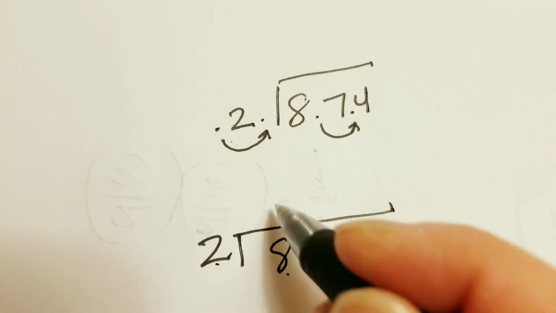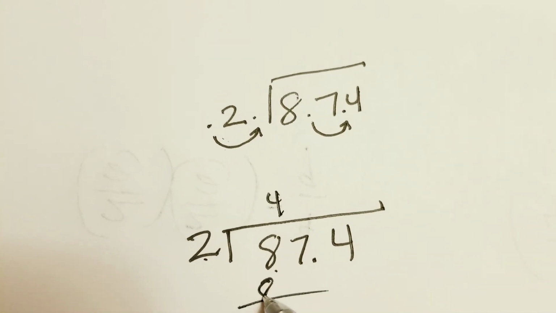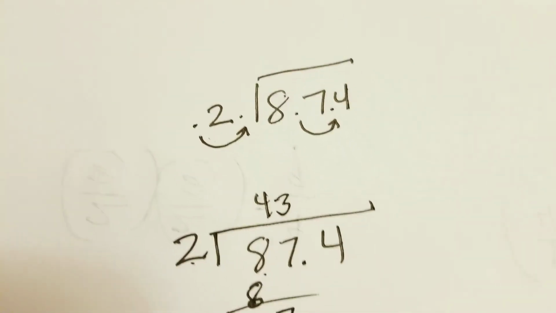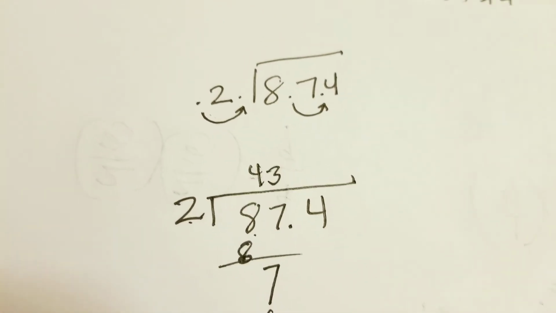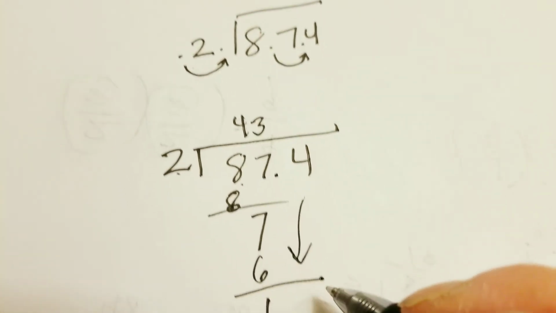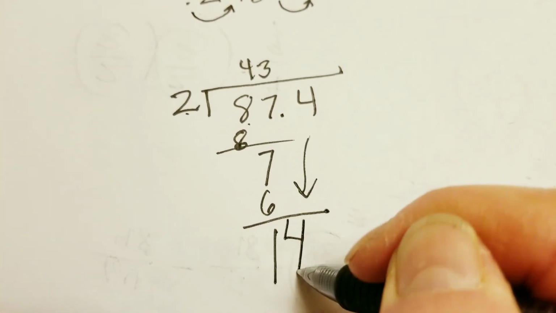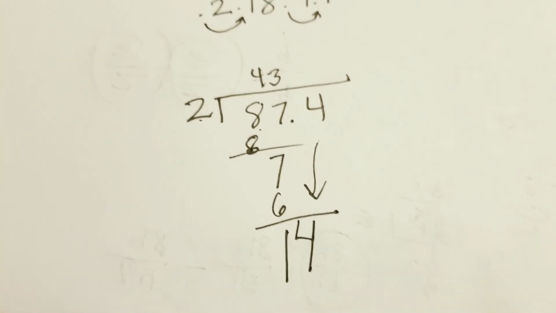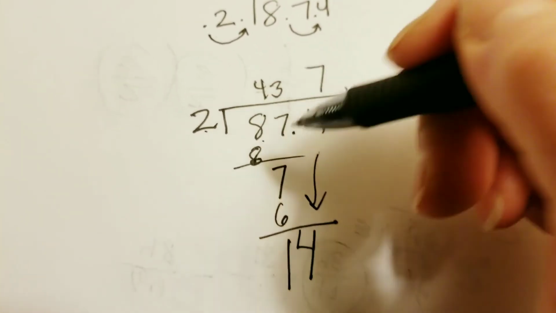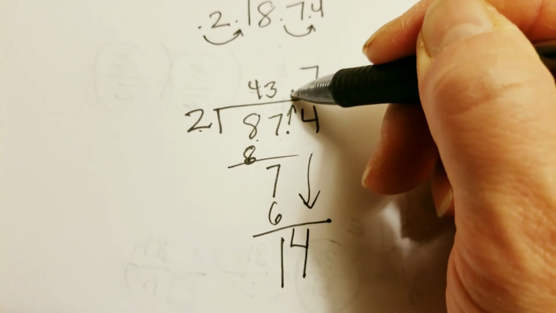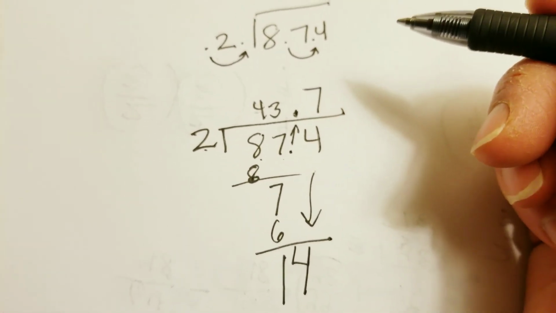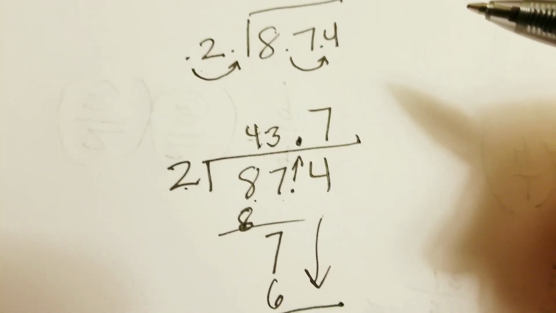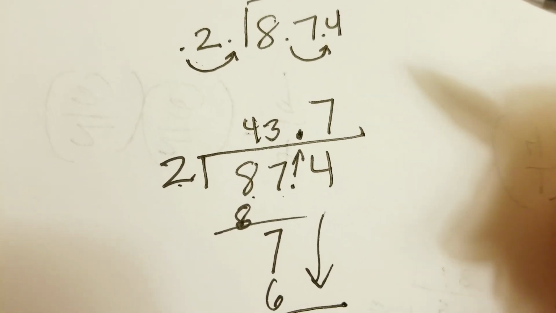2 into 8 goes evenly 4 times. That's an 8. Bring down my 7. 2 goes into 7 3 times, and it's 6. 1. Bring down your 4. Sorry, forgot to keep scrolling down. And 2 goes into 14 7 times evenly. And of course I forgot to put my decimal point on top of the house right away. 43.7, I believe, is the correct answer.